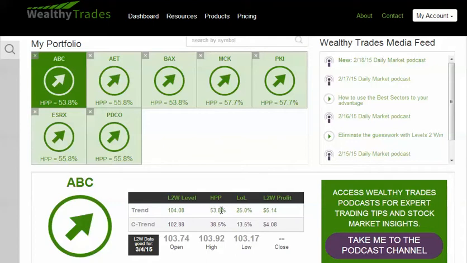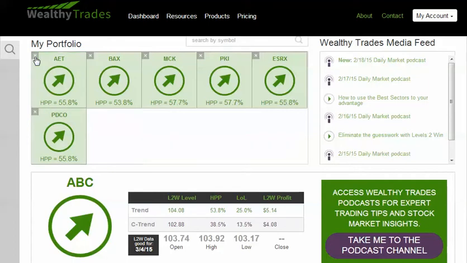I don't want that. What I want is for this level to be 50% or higher than the HPP. So for this to make sense or work out, this number would have to be 27% or higher, because that would be 50%. So therefore, I'm going to eliminate ABC. I'm going to go to the next one, AET.